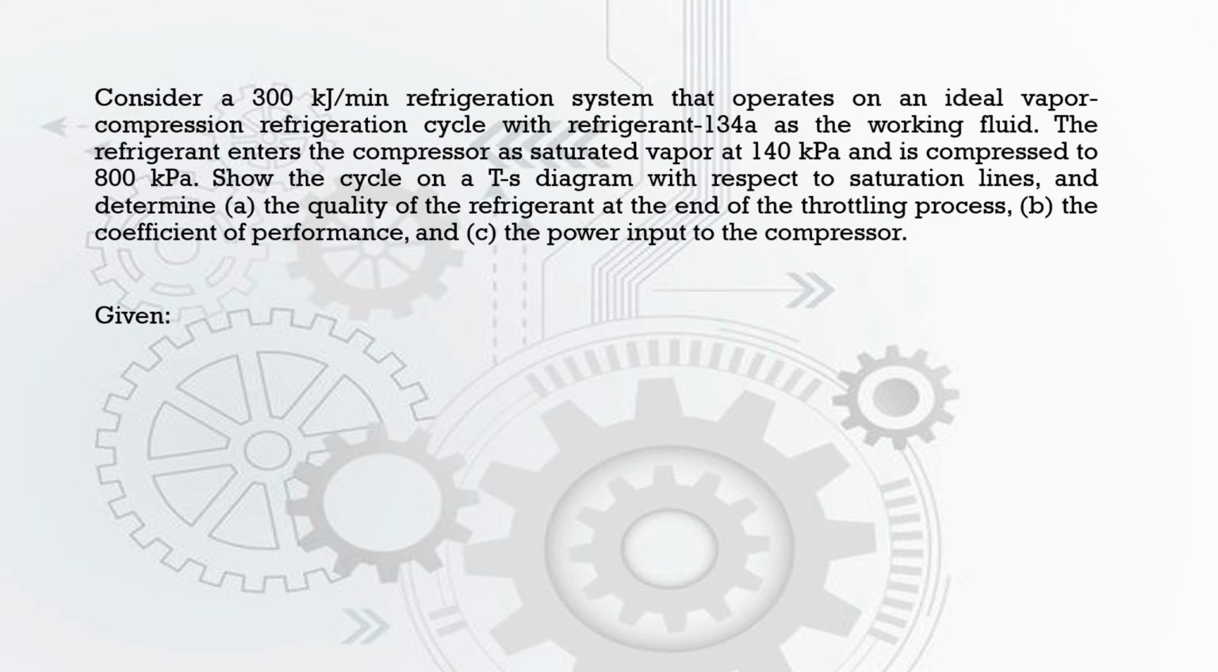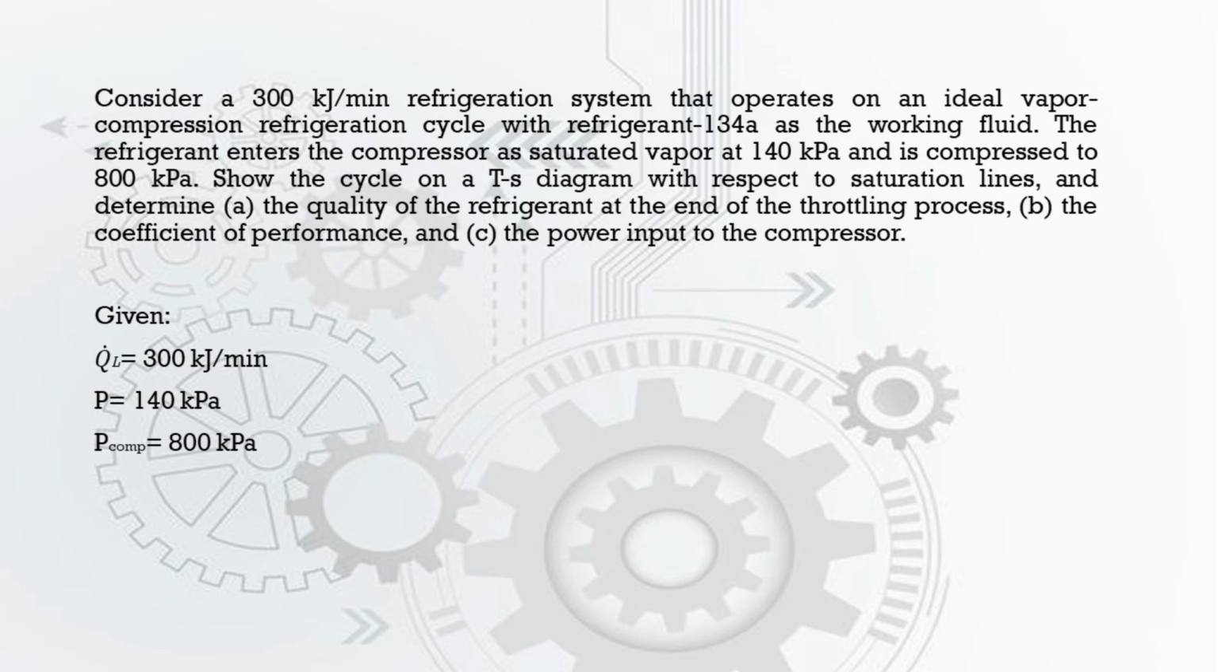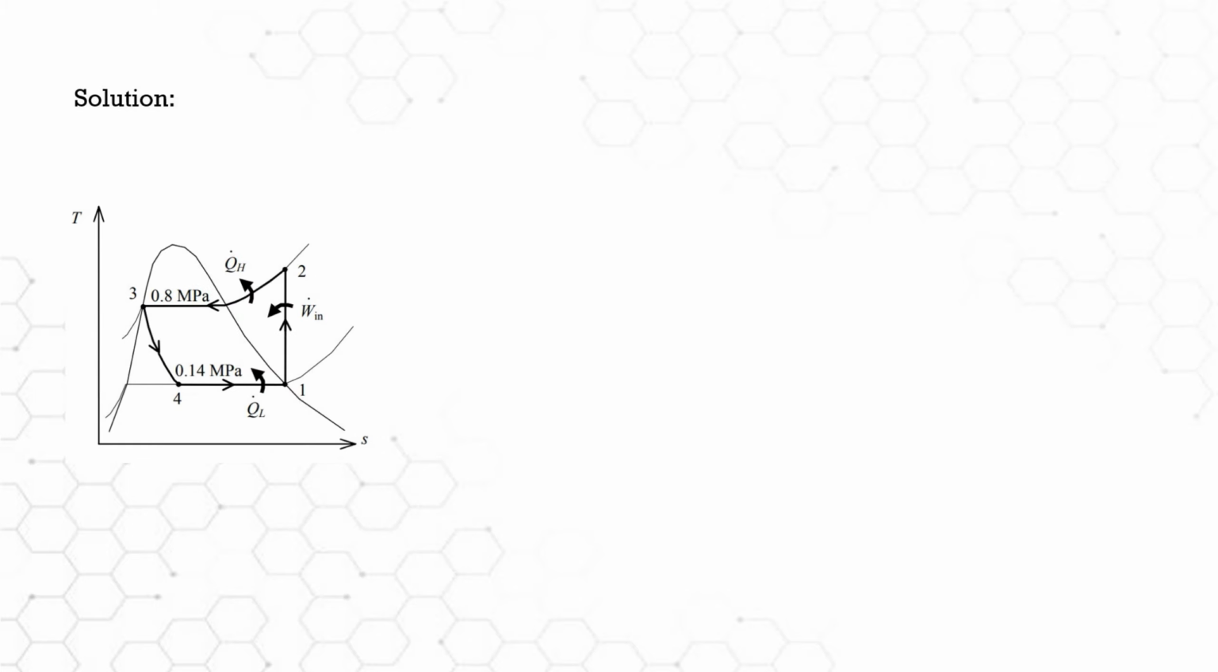The given values are: the rate of heat removal is 300 kilojoules per minute, the pressure at state 1 is equal to 140 kilopascals, and the compressed pressure is equal to 800 kilopascals. The T-S diagram of the refrigeration cycle is shown. We note that this is an ideal vapor compression refrigeration cycle. Thus, the compression is isentropic and the refrigerant enters the compressor at state 1 as a saturated vapor.